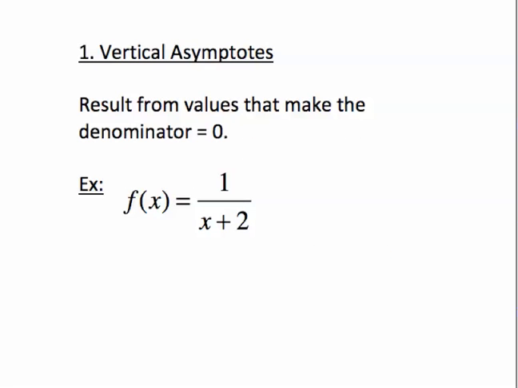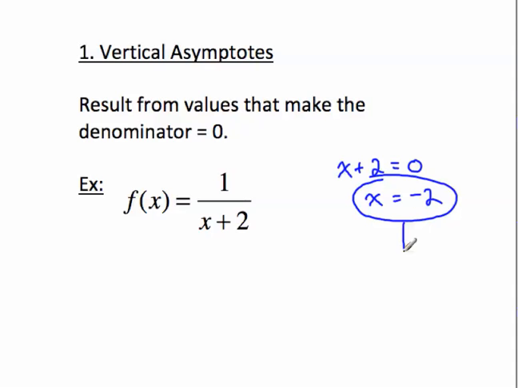Vertical asymptotes, or vertical lines that the graph will get infinitely close to but never touch, result from values that make the denominator equal to 0. And we've looked at things like this before when considering restrictions on rational expressions. So here's an example. f(x) is equal to 1 over x plus 2. Well, what values make the denominator equal to 0? Well, when x plus 2 is equal to 0, that's because x is equal to negative 2, just solving that equation.